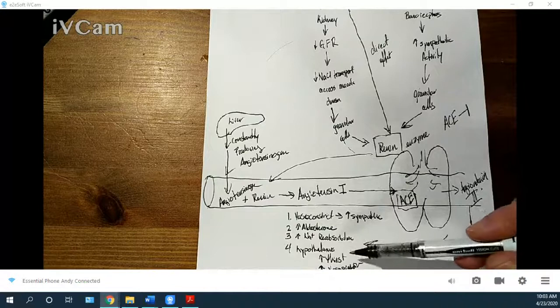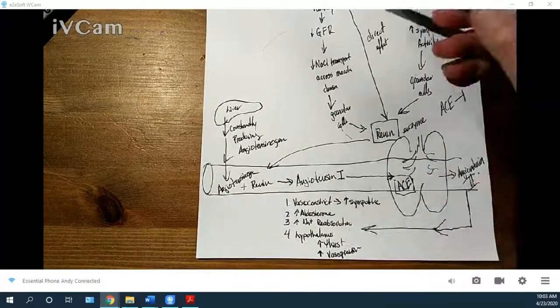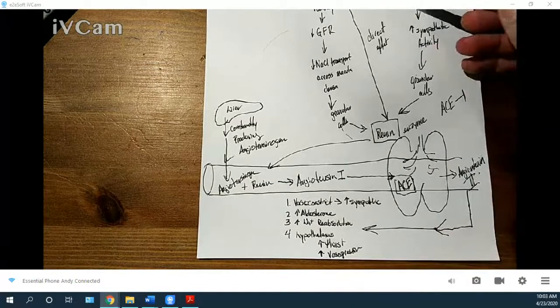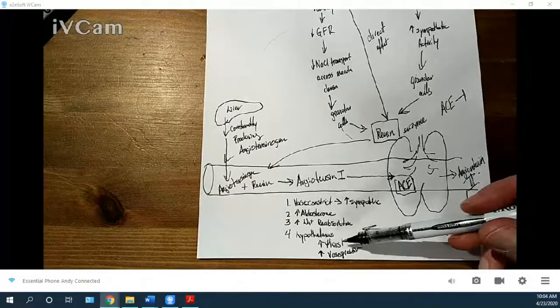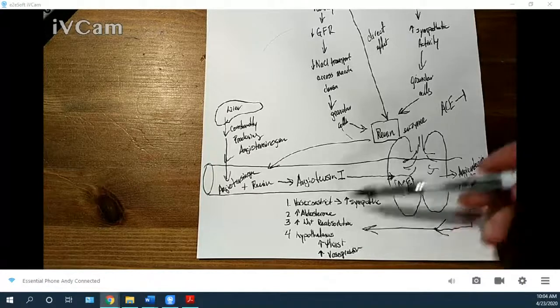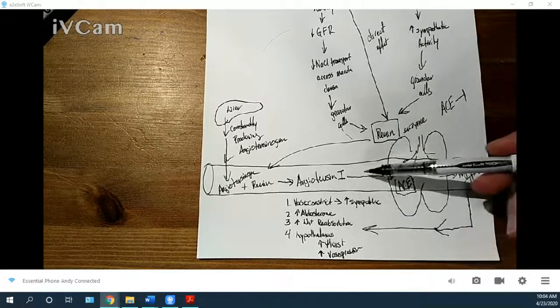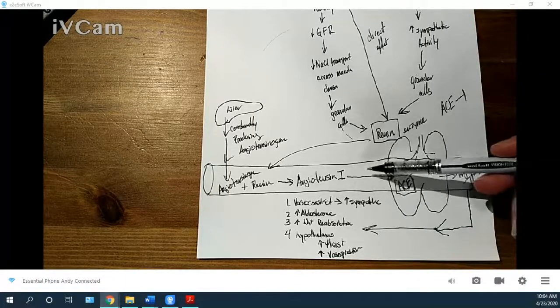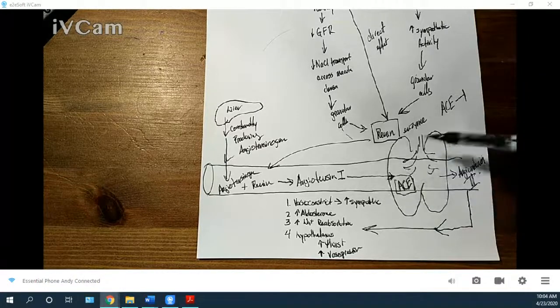So once we get to the hypothalamus, it says our blood pressure is low or our blood volume is low. Angiotensin 2 is stimulating us, so we need to increase the thirst mechanism so that we can increase our blood volume. And then we'll increase our vasopressin to basically keep our blood volume up as well.